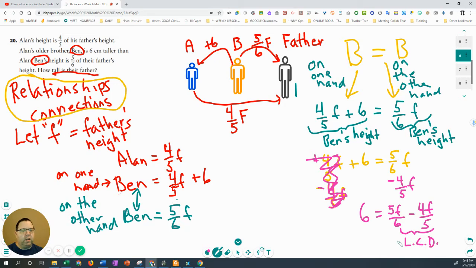So I'm going to pause now again because I want to create some room so I can do this whole fraction thing. Okay, I shall return.